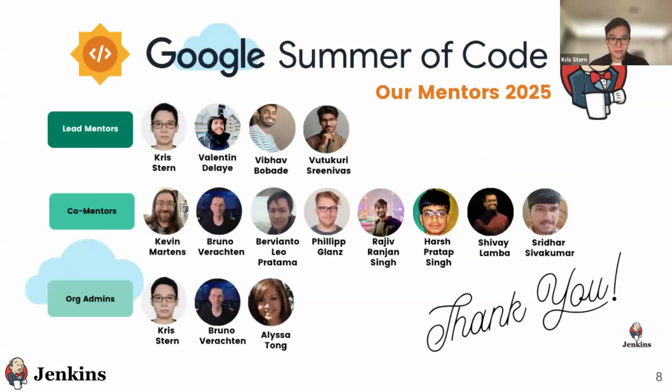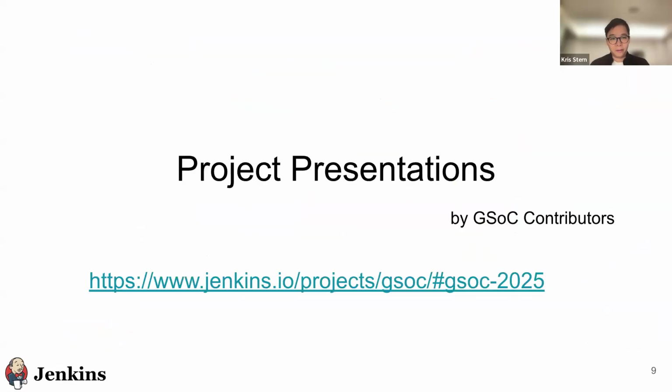Next slide, please. And for the mentors, we have 4 lead mentors, including Valentin, Weber, V, and me. And for the co-mentors, we have Kevin, Bruno, Viviento, Philip, Rajiv, Harsh, Shive, and Sweda. For our means, I think we've introduced ourselves, so with Lisa, Bruno, and me. So next slide.